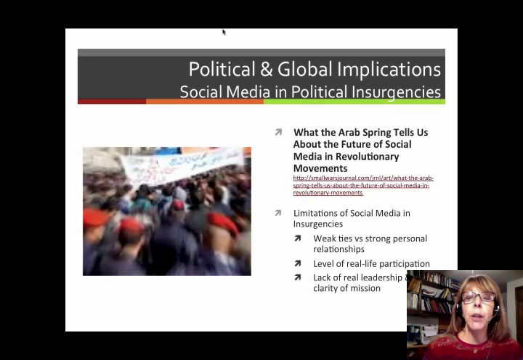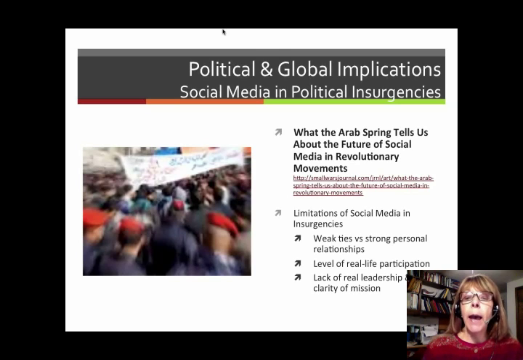Political and global implications. We saw in the last presidential election in the United States that social media gathered a younger population together to contribute financially and to bring out the vote in the younger generation. We saw in Arab Spring that social media got momentum going in many of these countries for insurgencies. However, there are limitations to social media. It wasn't social media alone that led to this.